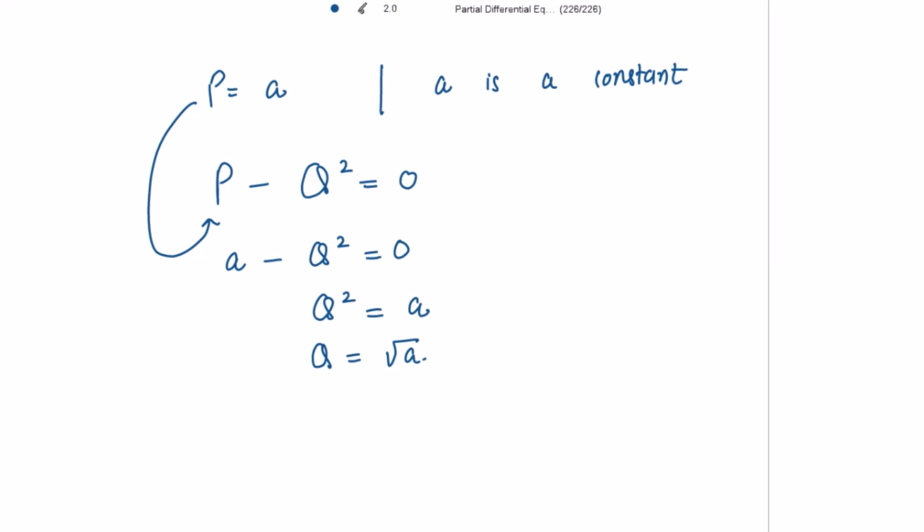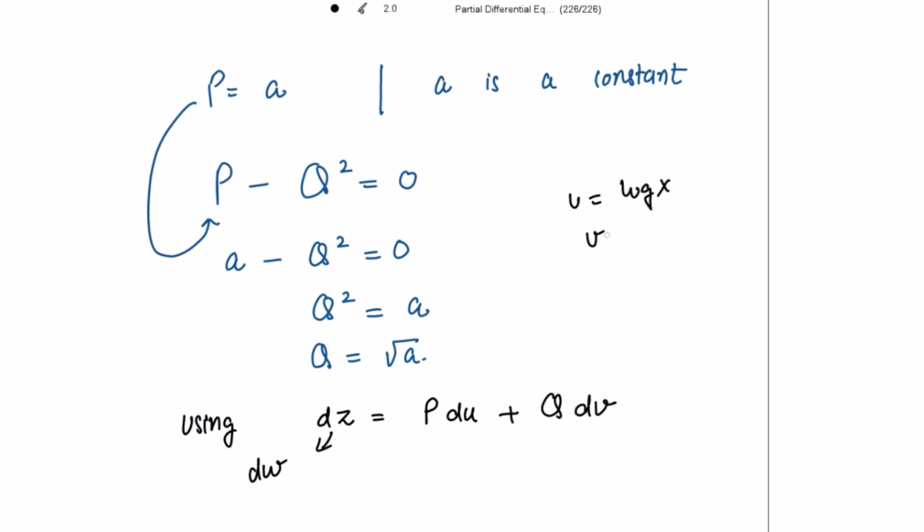Now using the equation to find the complete integral, dz to be equal to not p dx, it is capital P. So right here p du plus q dv. In the previous example I have used here dw. Why? Because I have considered u to be equal to log x, v to be equal to log y, and w to be equal to log z. I have introduced this extra variable w also in the previous example. 3 variables we have considered.